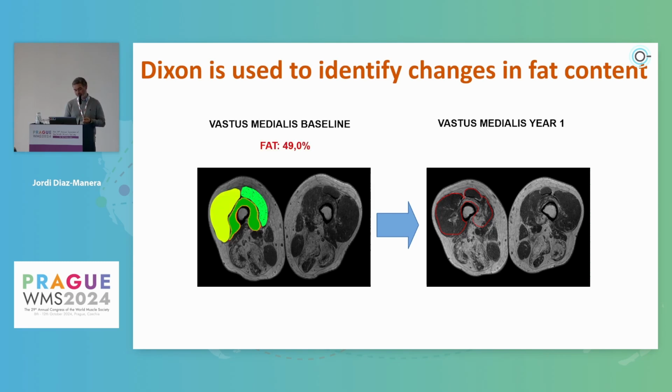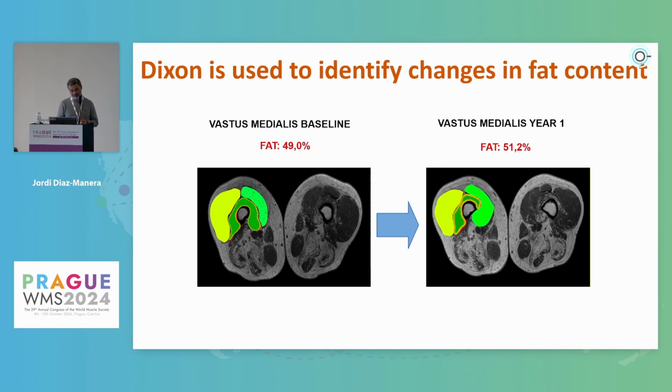and this is Dixon. So Dixon has the power to separate water and fat. We just analyze the amount of fat, and it can tell us that in this patient, at baseline, it was 49% of fat, and now 1 year after, there is 51.2, so a difference of 2%. Okay, so this is something that our eye will never be able to do, to identify changes of that range. So with Dixon, you can.